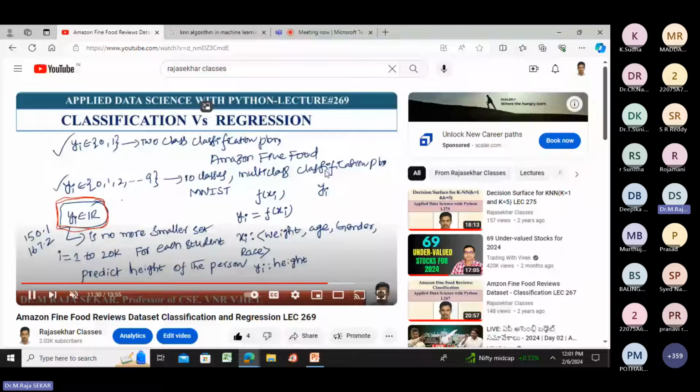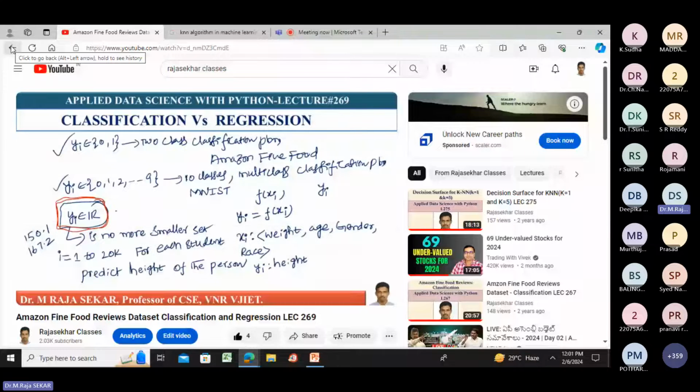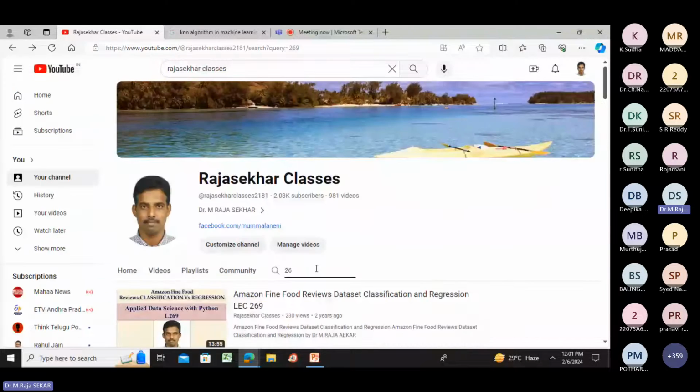Let me go back and I will continue. This is maybe, I think, slide 269. Let me show you the next one, that is 270, and what it says.